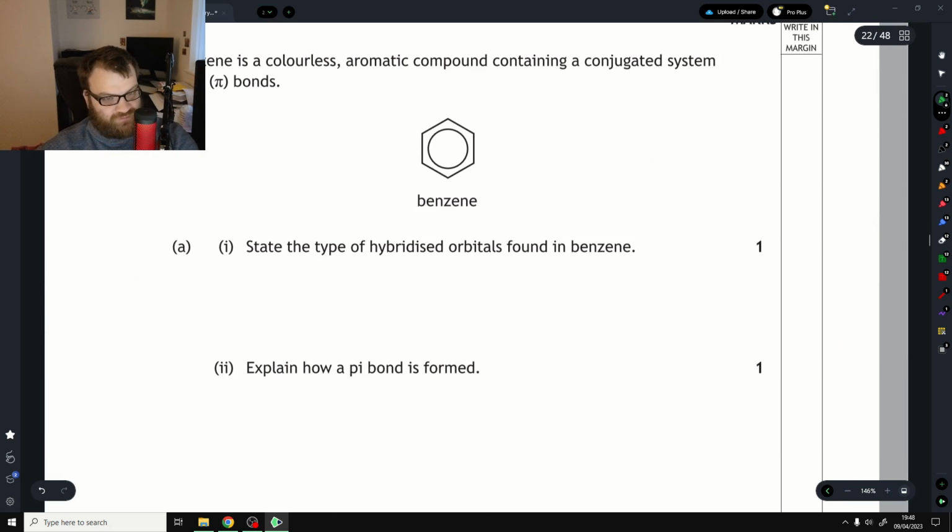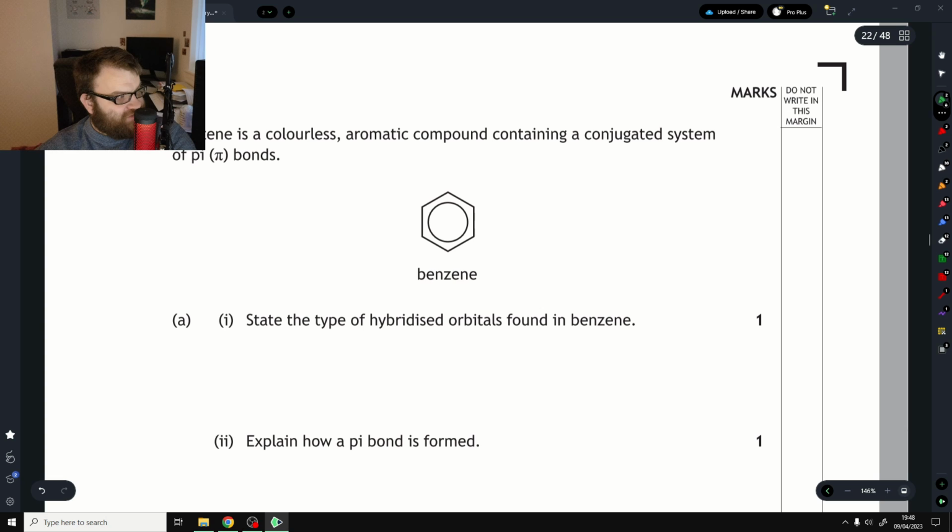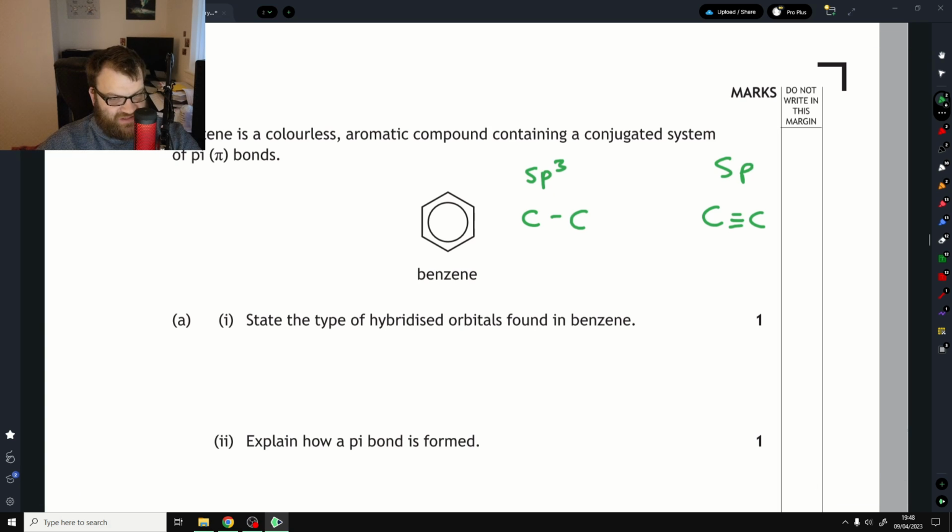Next one, we're asked about different types of hybridization. In this case, we have a benzene ring. When we're dealing with single bonds between the carbons, this would be our sp3. If we had triple bonds, that's going to be our sp. And then for double bonds and our benzene ring, we're going to end up with sp2 hybridization.